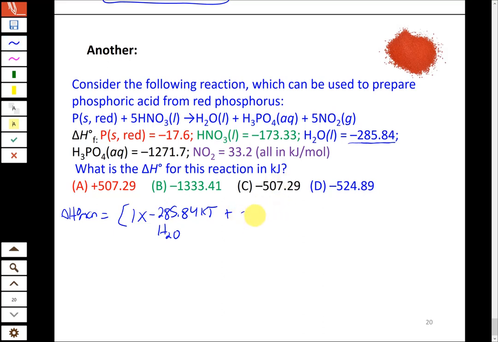So that's water. We have phosphoric acid formed as a product. Sorry, we're at the bottom. Phosphoric acid has a coefficient of 1. Everything should be balanced already. And the delta H of formation for phosphoric acid is this big negative number here, minus 1271.7. That's phosphoric acid. And then we have 5 NO2, so we have to multiply its delta H of formation by 5. The delta H of formation for NO2 is 33.2.